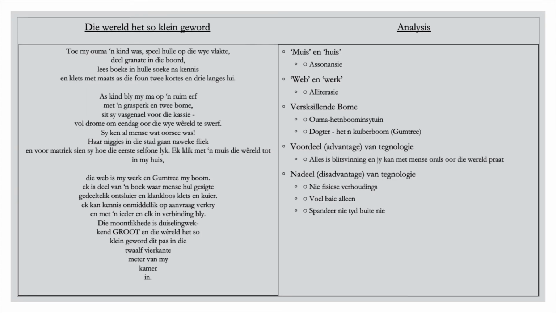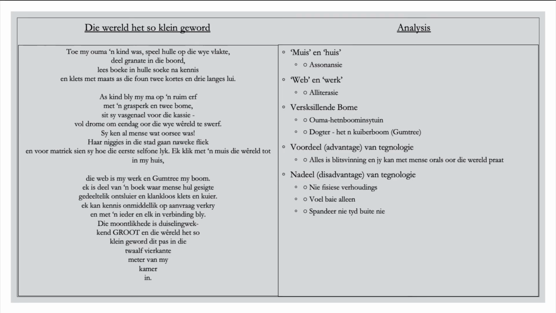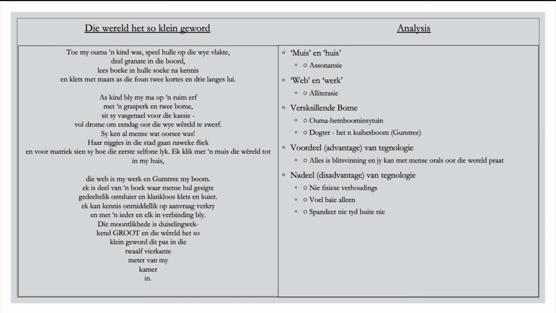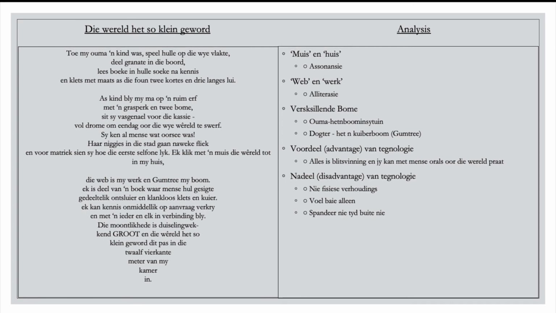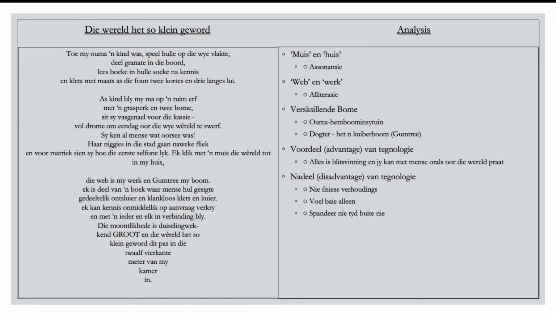Then you need to know what voordeel and nadeel mean. So voordeel is advantage. The advantages of technology are that alles is blitsvinnig, which is everything is very fast, which we saw when they said click. You can just click your mouse and have access to all the knowledge that you want and talk to anybody that you want. En jy kan met mense oral oor die wêreld praat, so you can talk to anybody around the world.